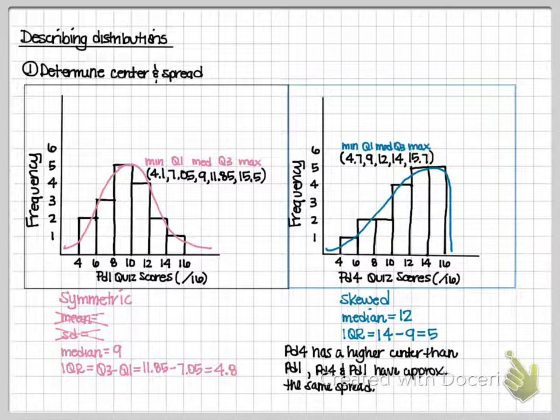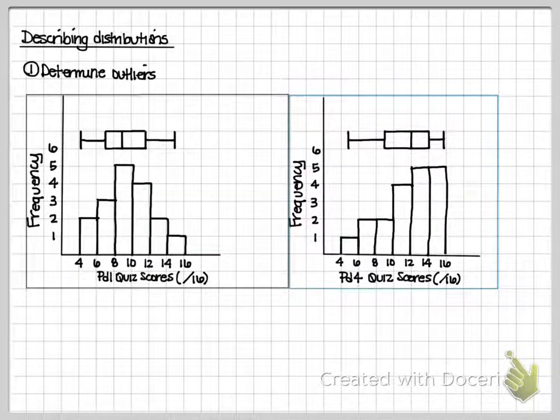Okay, so the next thing that we need to do, we've already done shape on the previous, we just did center and spread. The next one is going to be outliers. So if we take a look at the next screen here, outliers are only going to be obvious if you have a modified box plot. So you'll notice that I went ahead and put a box plot here for each one of these.